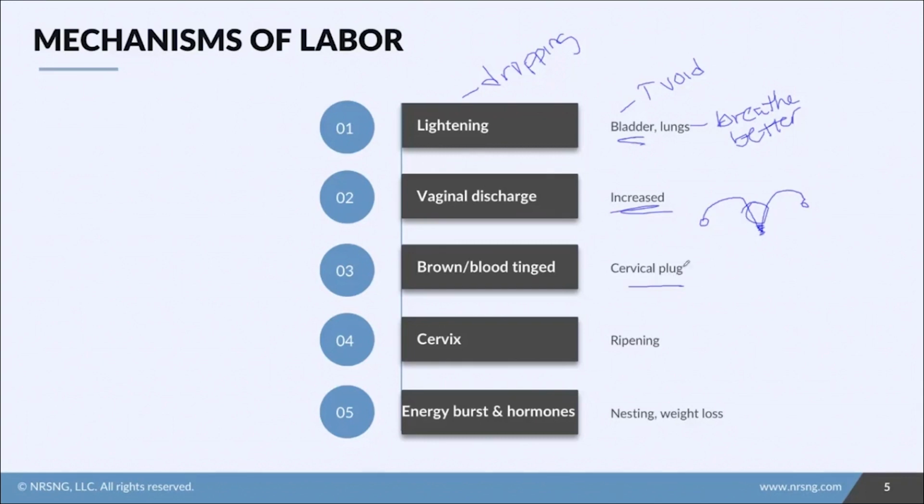Some women, the plug comes out all at one time. Other women might just notice some discharge as they wipe. All right, our cervix. So the cervix starts to ripen or soften, and that's why the loss of the plug happens. There's also an energy burst in hormones. So something called nesting happens, where they think they need to clean and organize the entire house because of this energy burst. Their body's saying, hey, we've got to get ready for this baby.